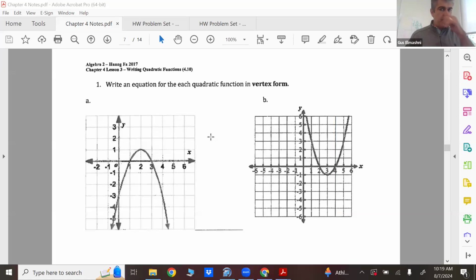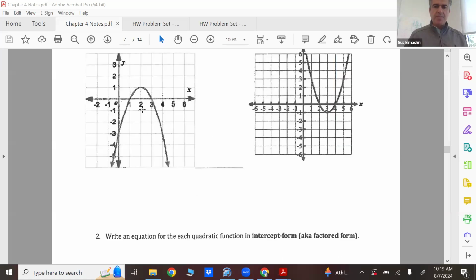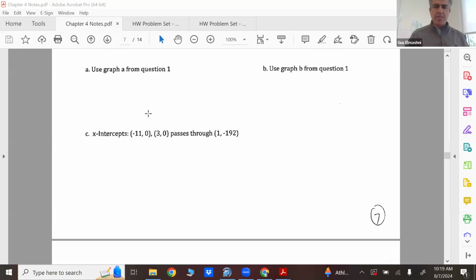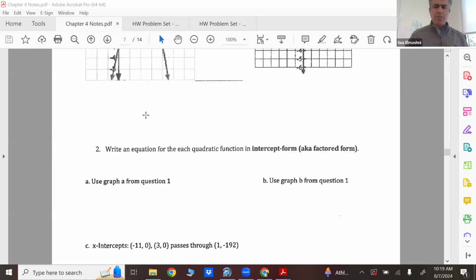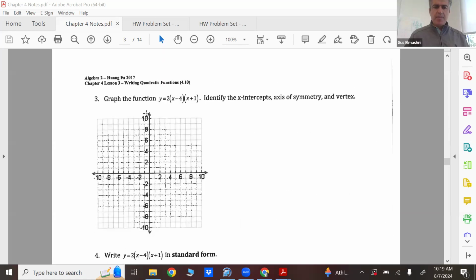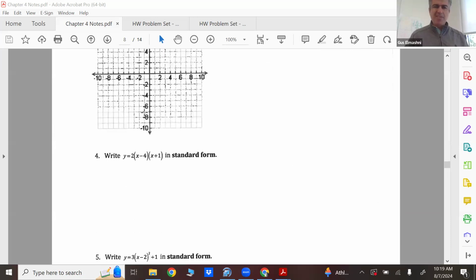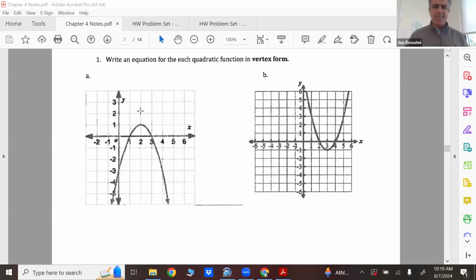Okay, guys, here we go. Let's go to page 7 of these notes. We're going to write equations from the graphs or from the points you're given, and maybe just do a couple other problems on page 8, and that's it.